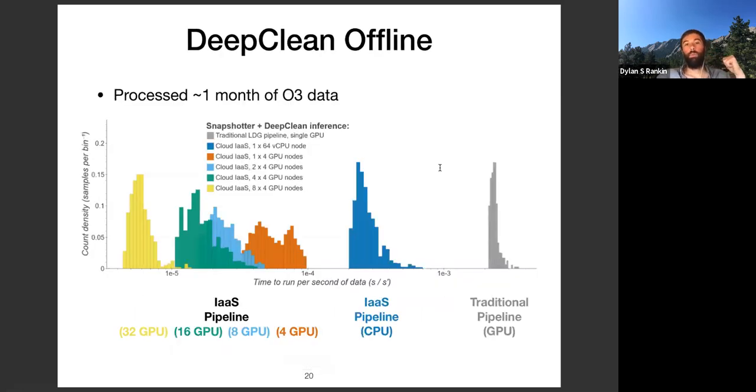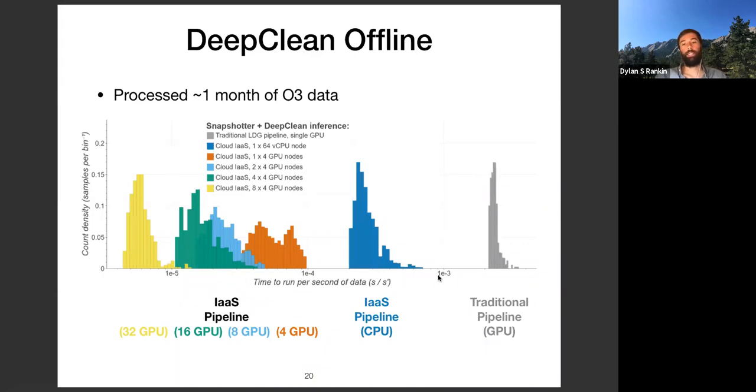With this offline scenario, we have two pipelines. The first, we just run DeepClean. So we don't run the full end-to-end DeepClean plus BBHnet. We run the Snapshotter and then DeepClean. What we did here was to process roughly a month of O3 data. I'll try to go over this plot slowly because I think it very clearly illustrates some of the impressive features of inference as a service.